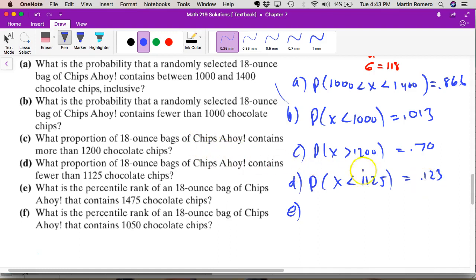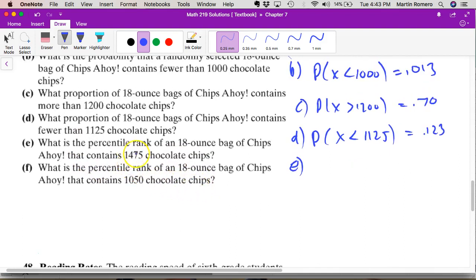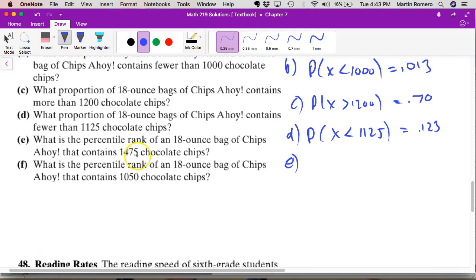So what proportion? Approximately 12.3%, or 70%. Part E, what is the percentile rank of an 18-ounce bag? It contains 1,475 chips. What is the percentile rank?